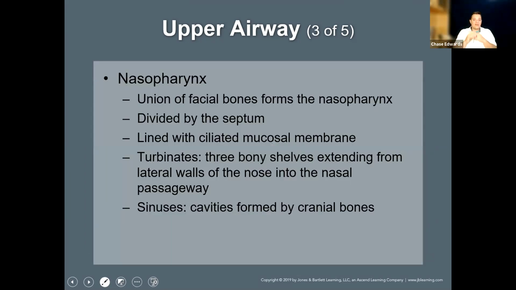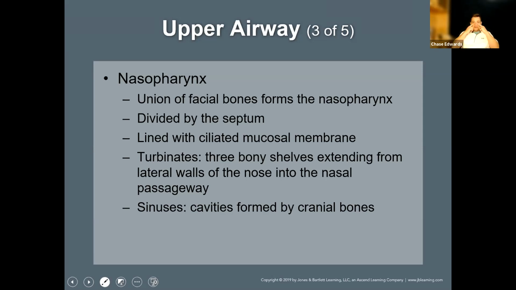All right, so the nasopharynx. Union of the facial bones forms the nasopharynx, all up in this area here. It's divided by the septum. The nasopharynx is lined with ciliated mucosal membrane. So cilia, y'all remember what that is? The little hairs. The cilia helps move contaminants out of the body. From lateral walls of the nose, 3 bony shelves called the turbinates extend into the nasal passageway. Okay.